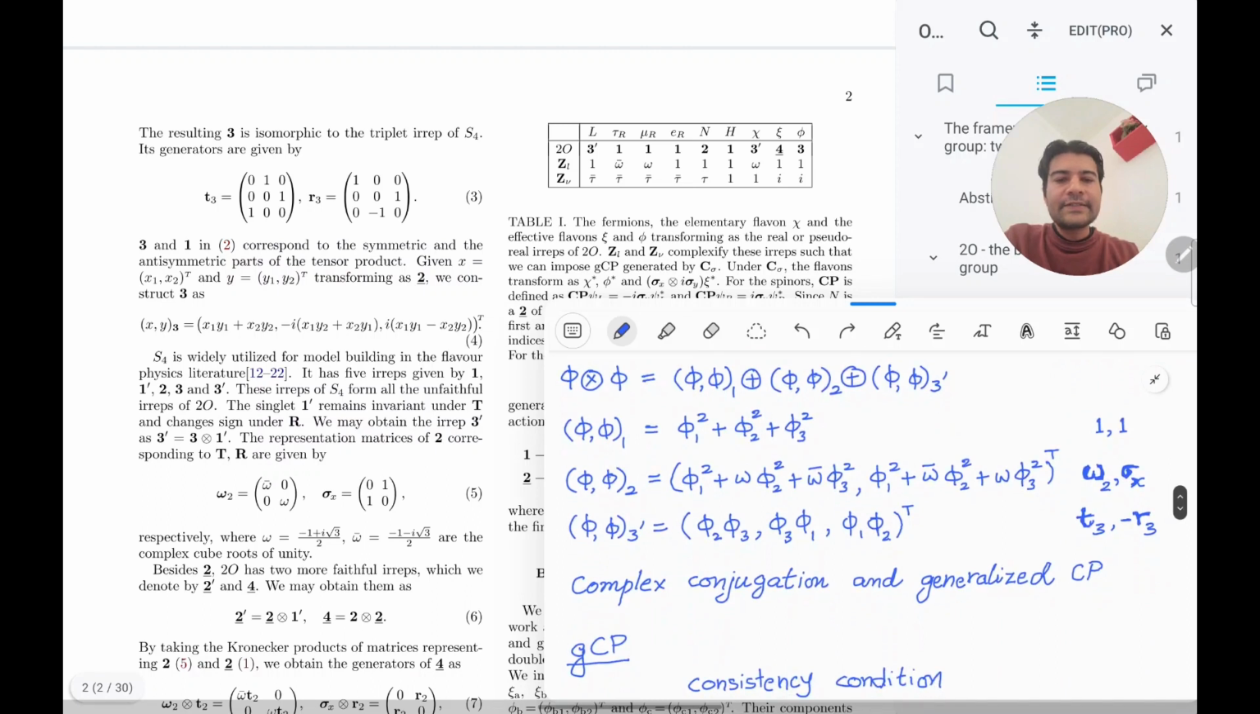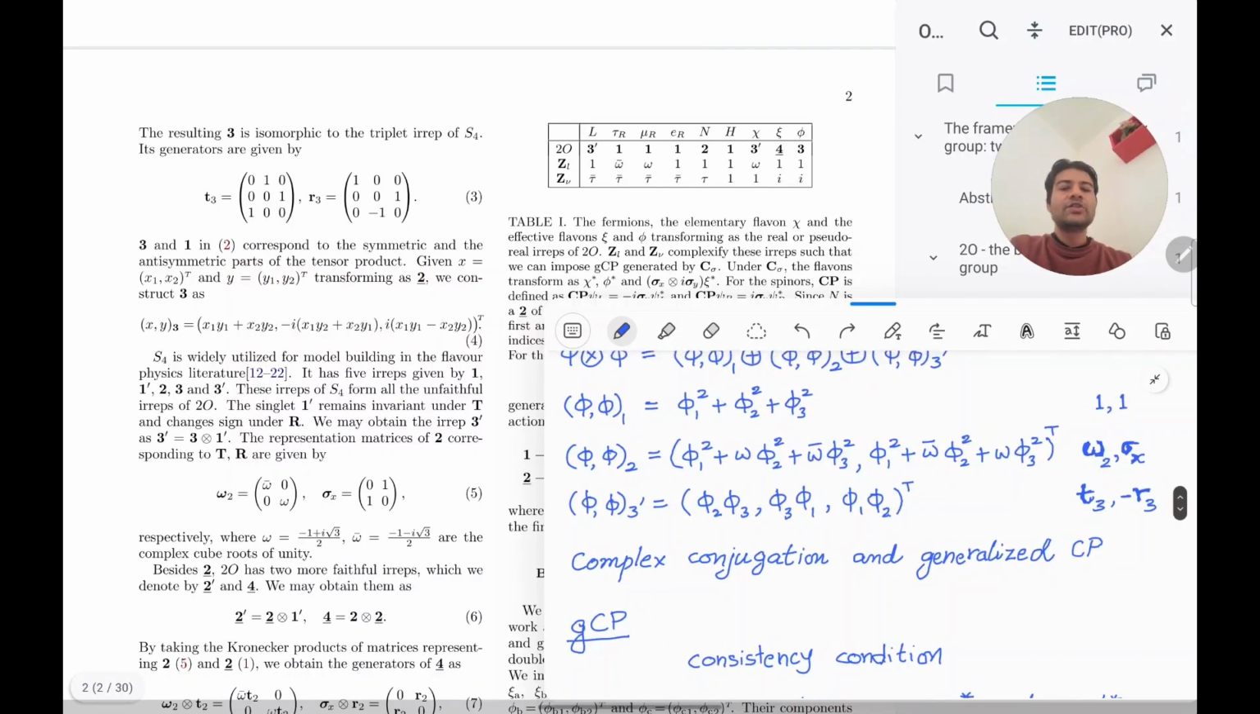In the reference, the authors showed that to define generalized CP, we need to satisfy a consistency condition. For a rigorous definition of the consistency condition, you may go through the reference. Here, I will explain this condition using this example.